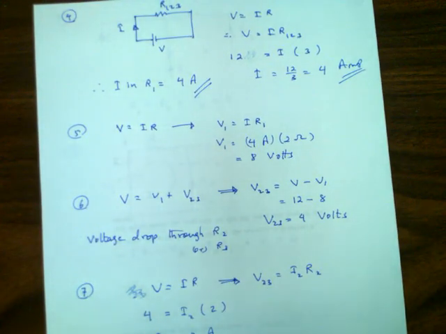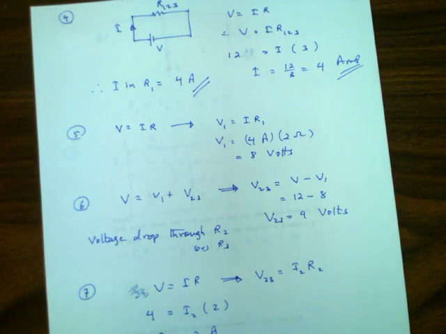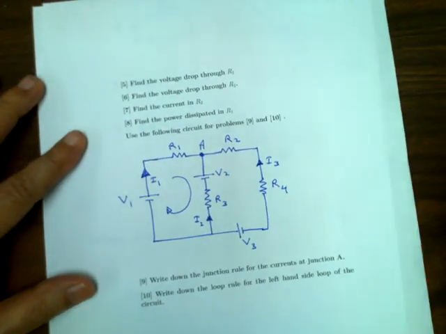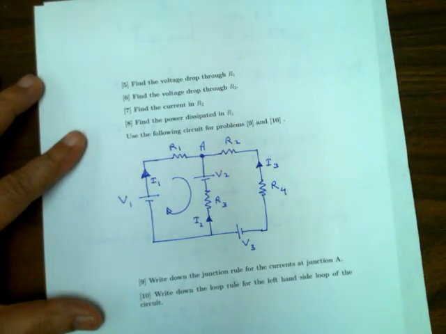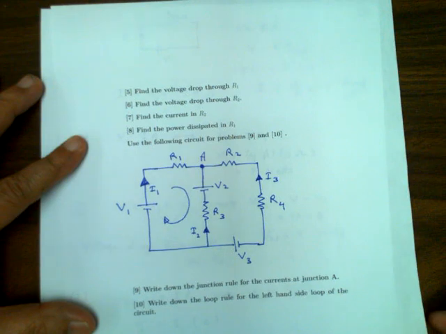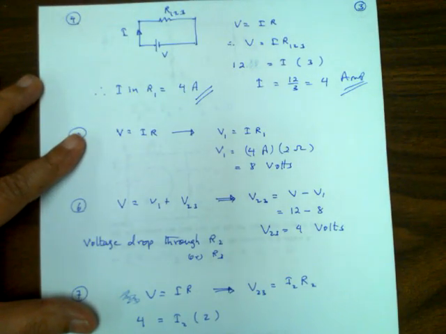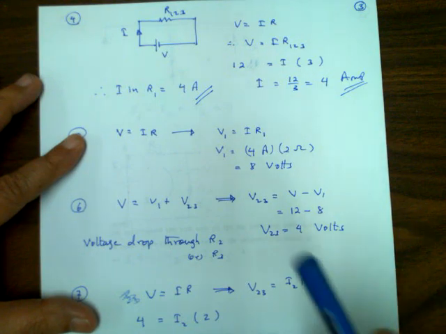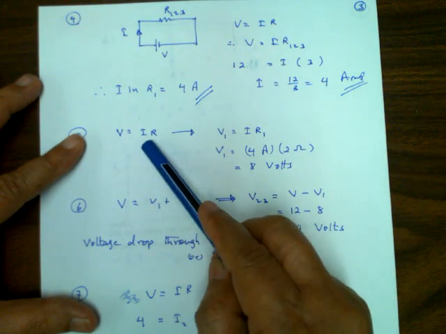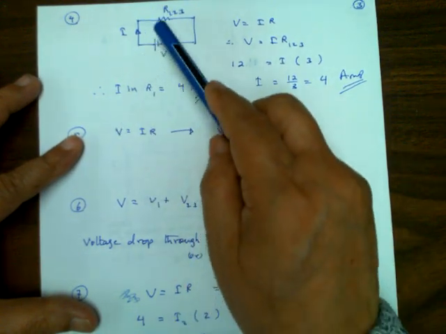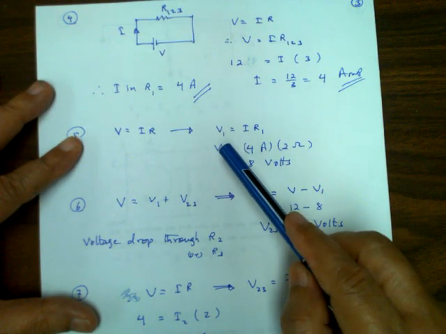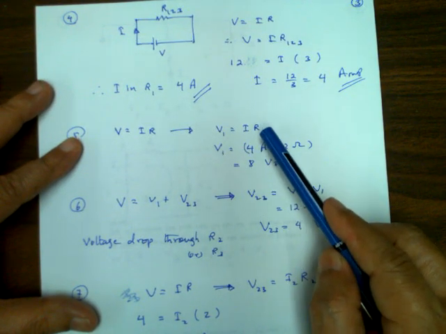Now number 5. So what is number 5? Let me show you. Find the voltage drop through R1. So now I want to find the voltage drop through R1. So voltage drop, what is voltage drop? Well, again, Ohm's law, V is equal to IR. And so if I want R1, V1 is equal to I1 R1.